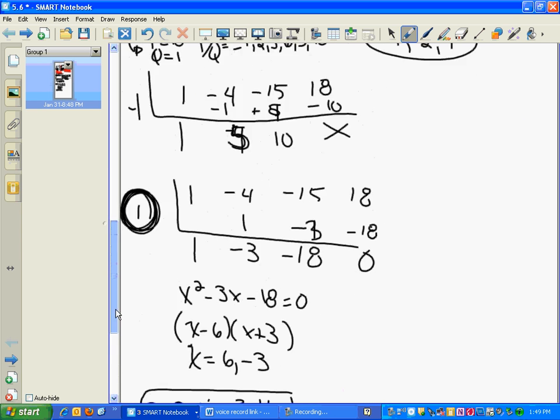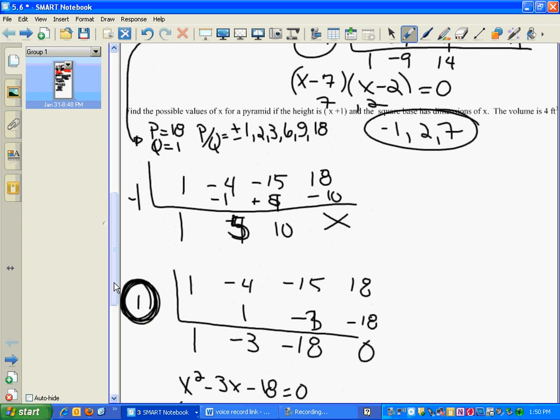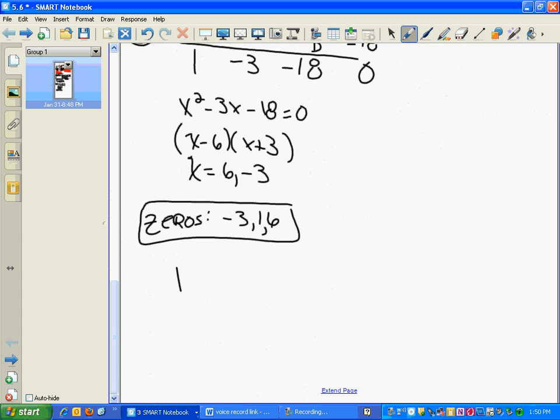Okay, the last one. It's a word problem. Find the possible values of x for a pyramid if the height is x plus 1 and the square base is the dimensions of x and the volume is 4. So volume is equal to, anybody know what the volume formula is for a pyramid? 1/3 area of the base times the height. Well, the area of a base is a square, so 1/3, and the dimensions of the square were x times x, right? Because it's a square base with dimensions x, correct?